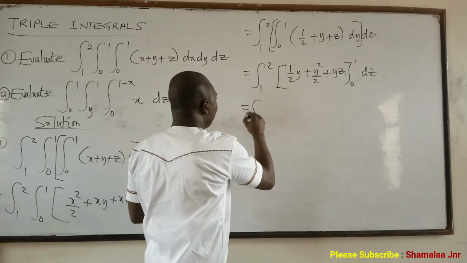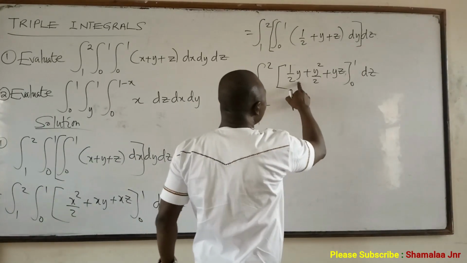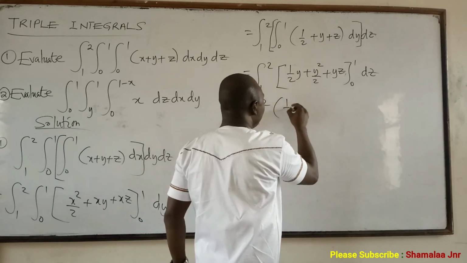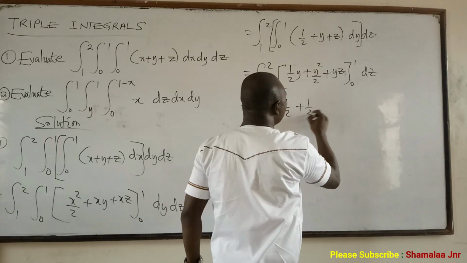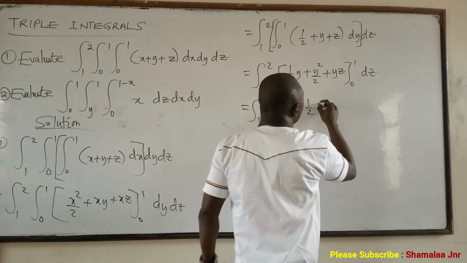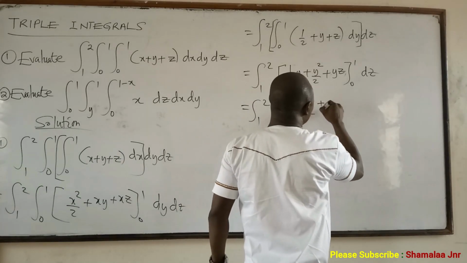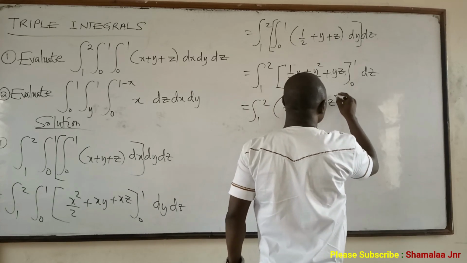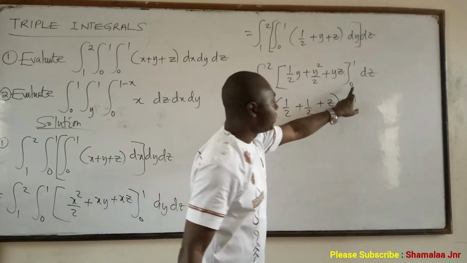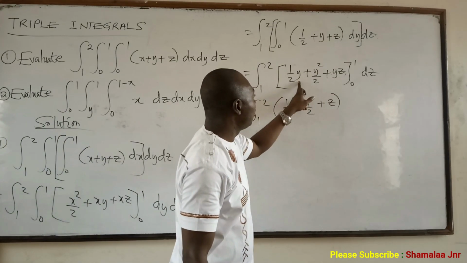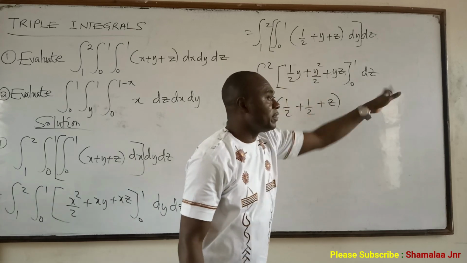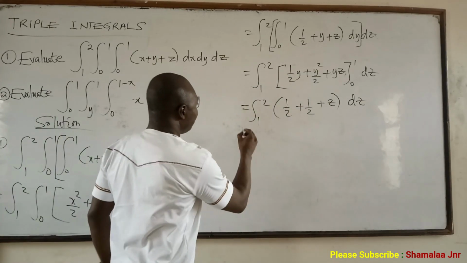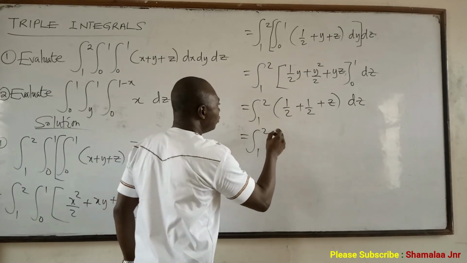So this one is equal to integral from 1 to 2. Now when you put 1 here, you are going to have 1 over 2. Put 1 here, 1 over 2. Wherever you see y, yes. Now when you put 1 here in place of y, I'm going to have z this way. Now wherever you see y, if you put 0, this one will be 0, this one will be 0, this one will be 0, so minus 0. So there's no need for you to do. So dz this way.